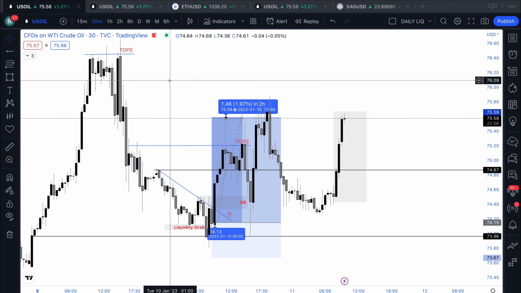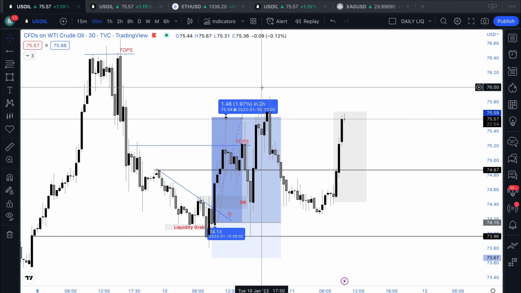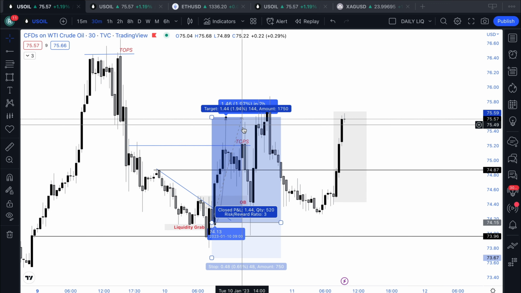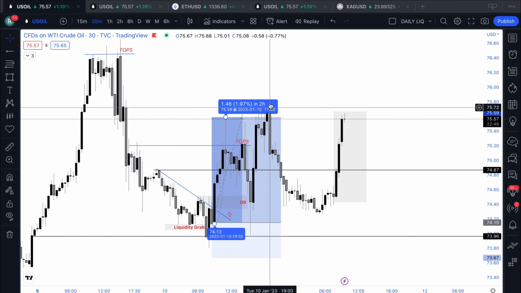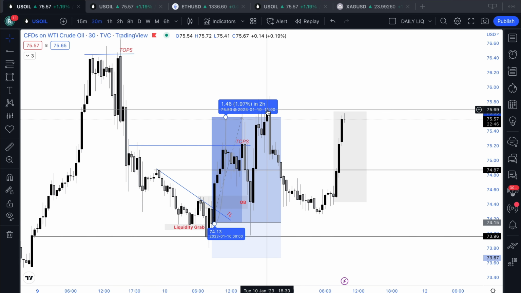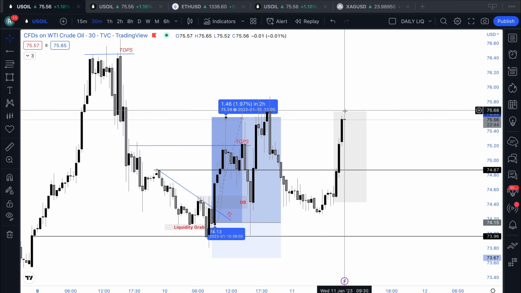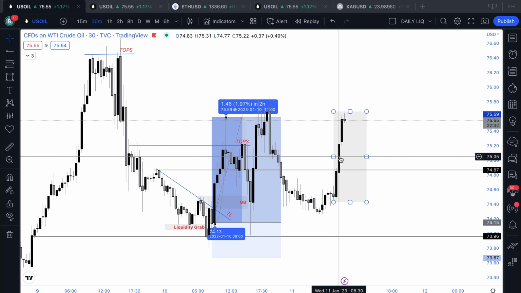Hello everyone, so oil update. As you can see guys, the market pushed into my TP right here, wicked through it, came back to my entry and then pushed through to the upside and impulsed through my TP area right there. The market then retraced and now oil is pushing through to the upside.